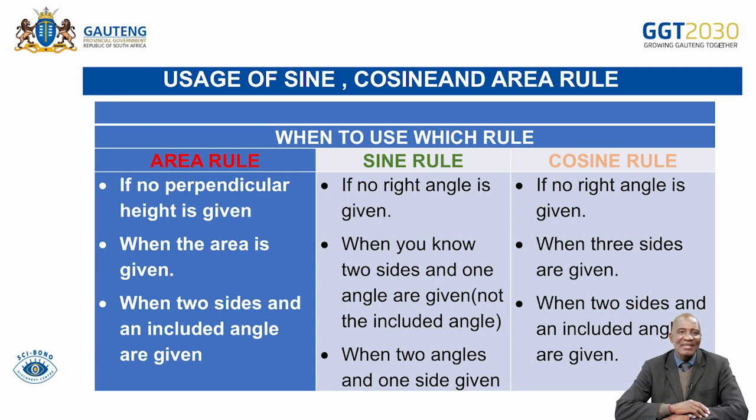When the area is given, you can use the area rule when 2 sides and an included angle are given, just like in the cosine rule, when 2 sides and an included angle are given.